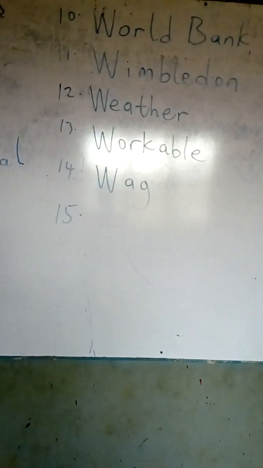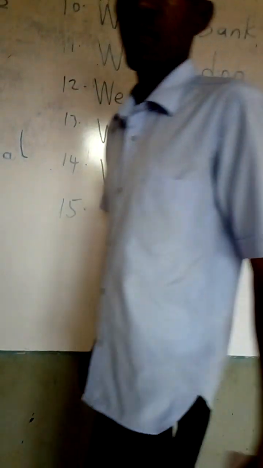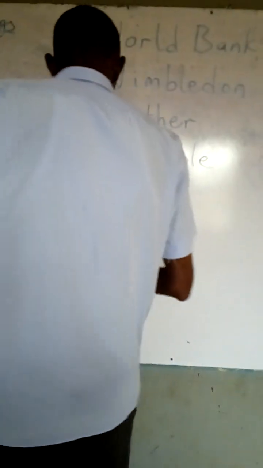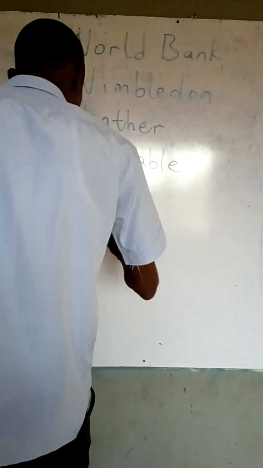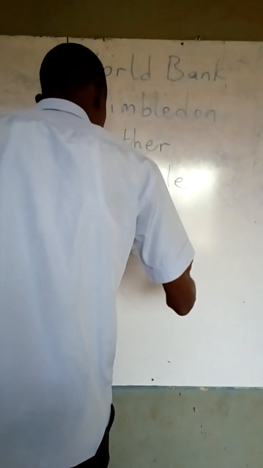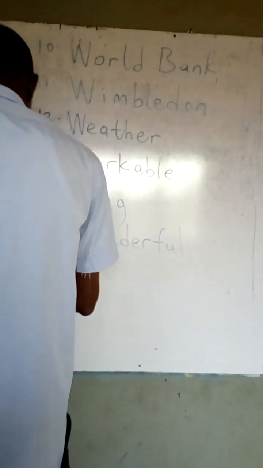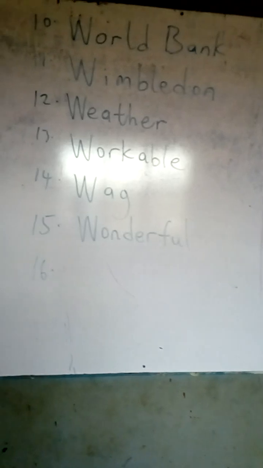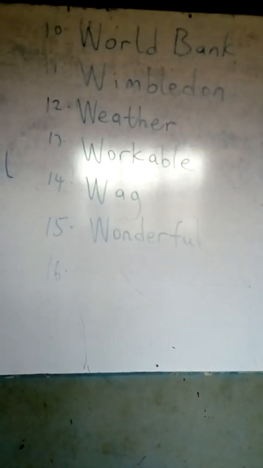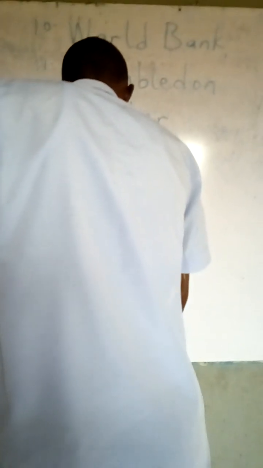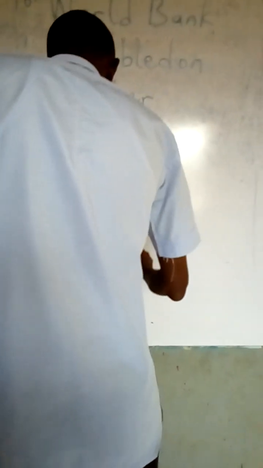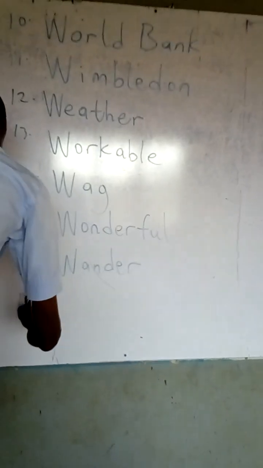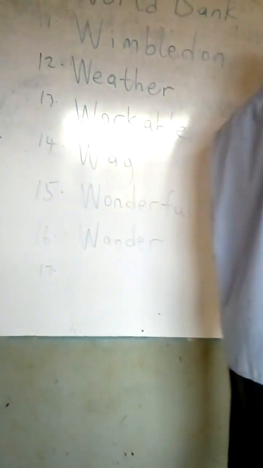Now, the next one is wonderful. Spell wonderful. W-O-N-D-E-R-F-U-L. Very good. Now, the next one is wander. Spell wander. W-A-N-D-E-R. Very good.